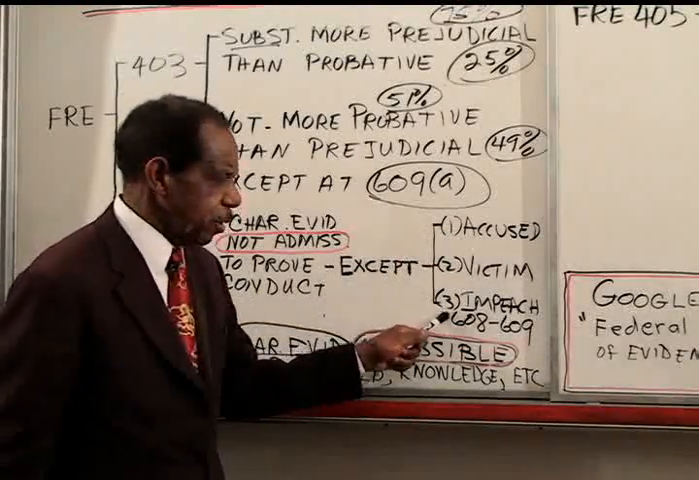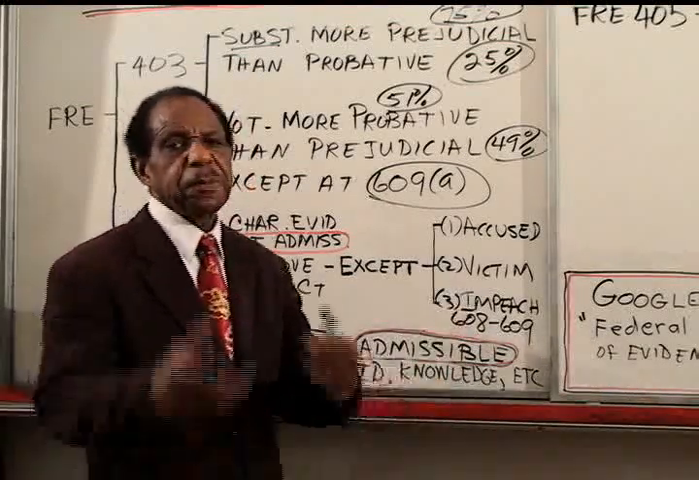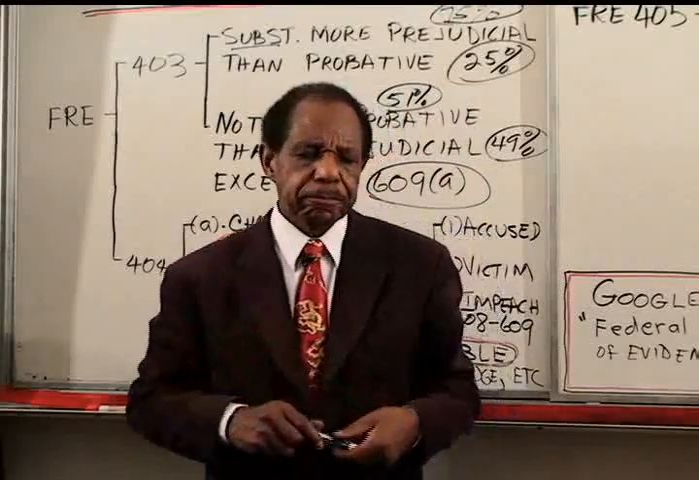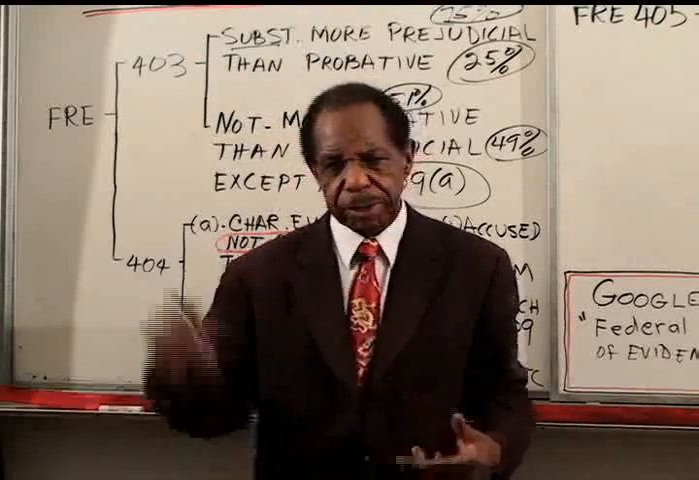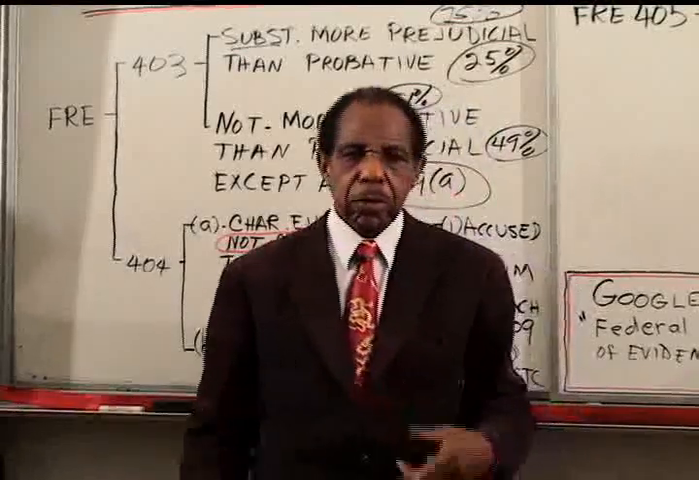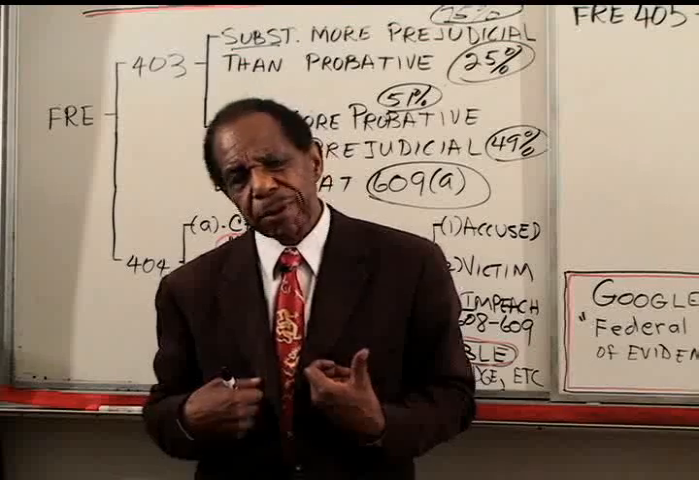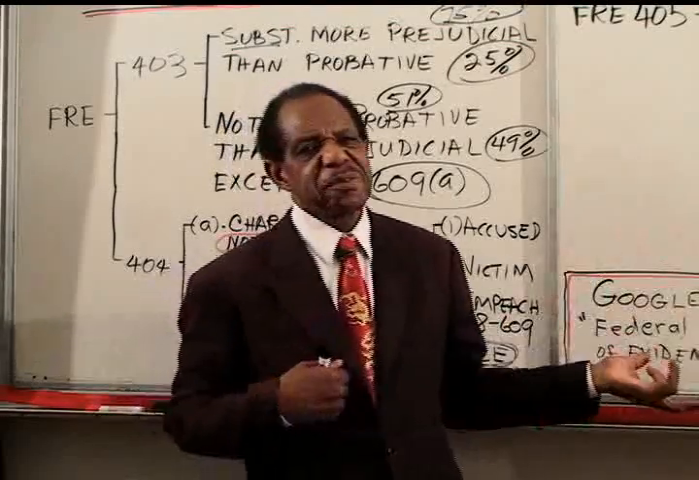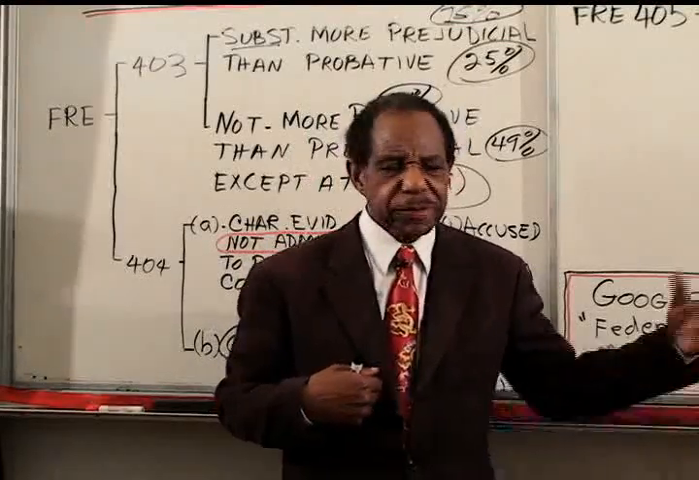The other situation where you need an exception is the use of 608 and 609 for impeachment purposes. Suppose I am on the stand. You're my lawyer. And, no, you're not my lawyer. You want to cross-examine me. You're on the other side. So you're going to cross-examine me, and you claim that I have no credibility. I'm not an honest person. How are you going to prove that I'm not an honest person on the stand without bringing in some of my prior conduct? Prior lies, prior something like that.